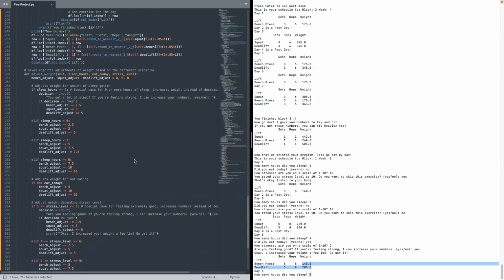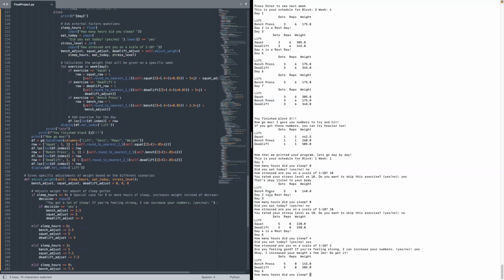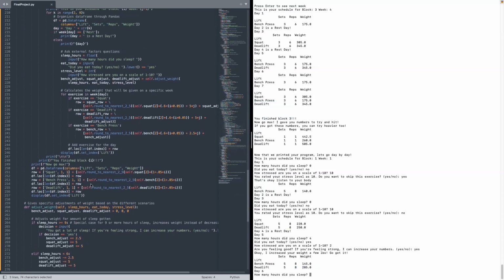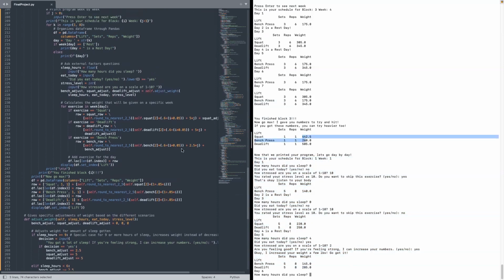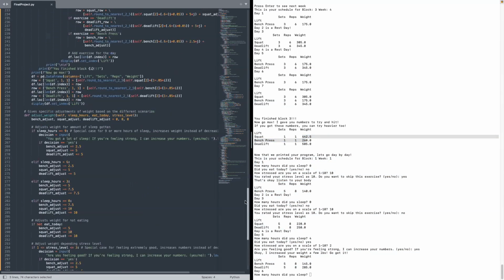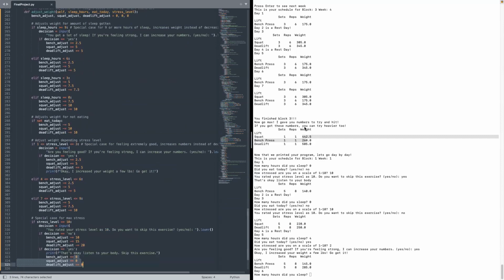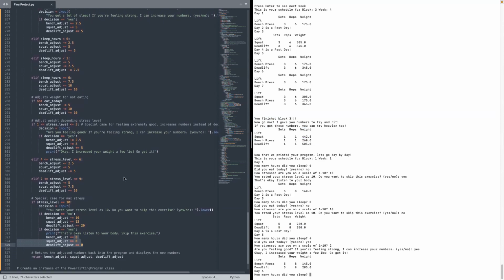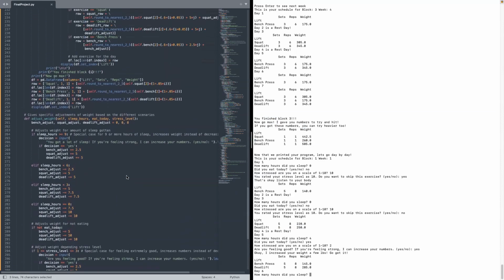Basically, I can just keep going through this until I reach day 5 of week 4 of block 3. But at that point, it's repetitive, and you can see how many different scenarios you can have and the impact it has on the weight. It'll go through this day by day until you are completely finished with the program, and then it'll print out this same thing at the end. Other than that, I think that's pretty much it.